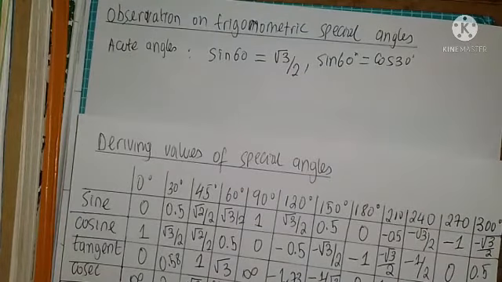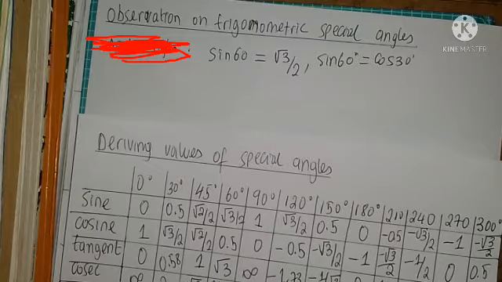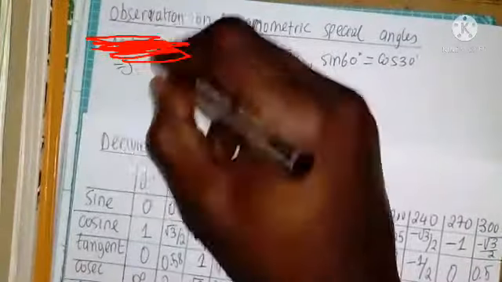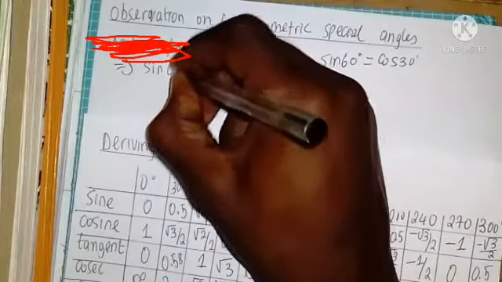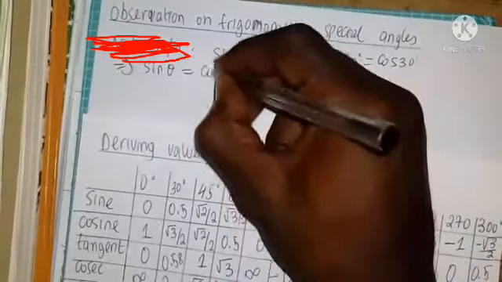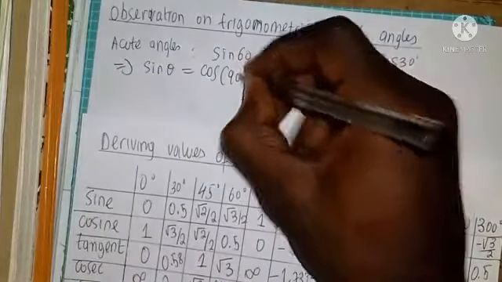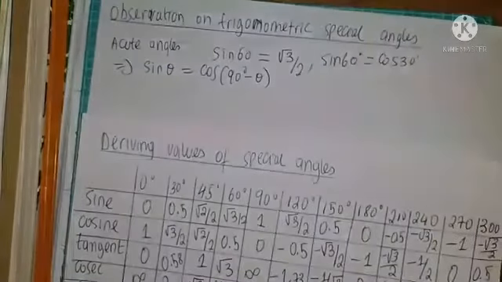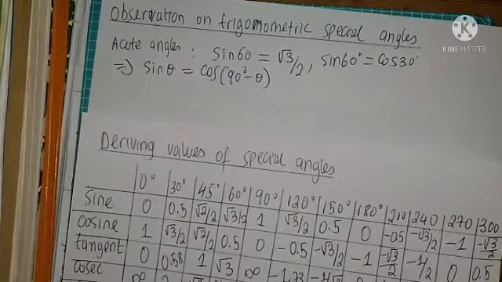And cos 30, since we're measuring between 0 and 90, can also be equal to 90 minus 60 degree. So what does this imply? This implies that sine of theta is equal to cos of 90 degree minus theta. Okay? Cos of 90 degree minus theta.